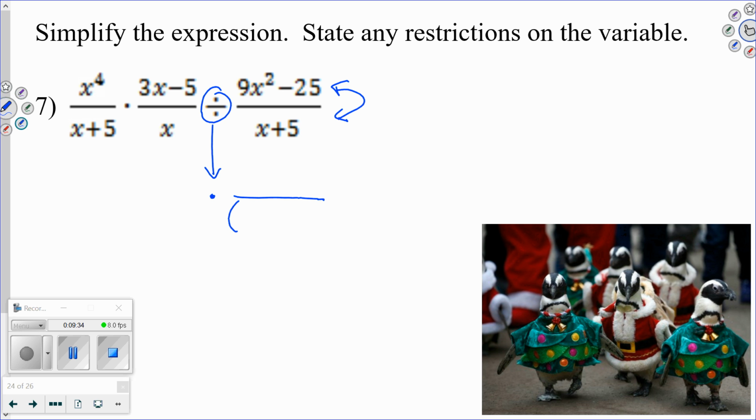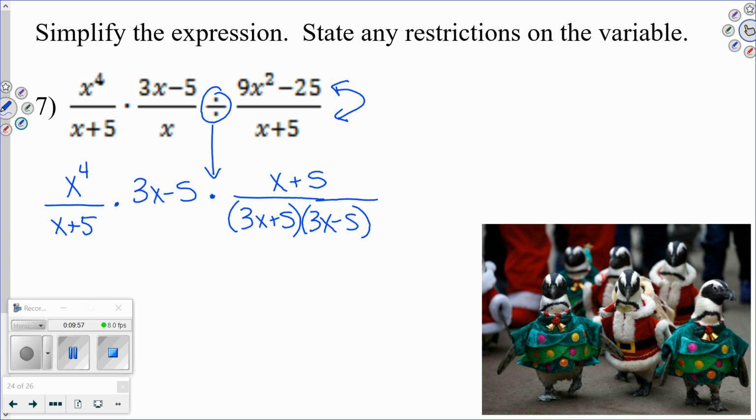So my difference of squares, 3x plus 5, 3x minus 5, is going to end up on the bottom. X plus 5 is on the top. We hopped and skipped all the way to number 7. All right, so back to the first fraction. That's just an x to the 4th. That's just an x plus 5, nothing I can do. That's just a 3x minus 5, and that's just an x. So not a lot of factoring going on here.